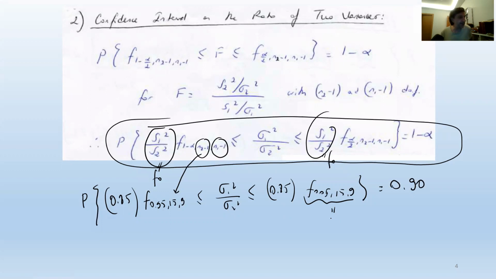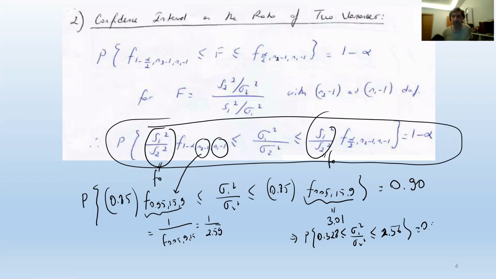Okay, so you can directly read this value from the table, and that value, let's see if I can find it, is going to be equal to 3.01. And this value is going to be equal to 1 over F 0.01 with 9 and 15 degrees of freedom, which I have already shown in the first part of the question, is going to be equal to 1.59. So therefore, when you solve this question, the result is going to be the probability that my ratio of variances is between those two values, and those two values being 0.328 and 2.56, is equal to 0.9.